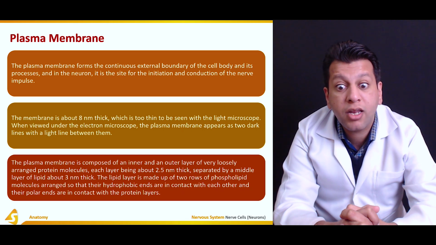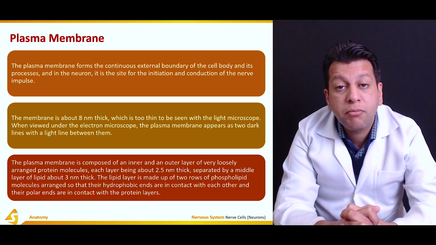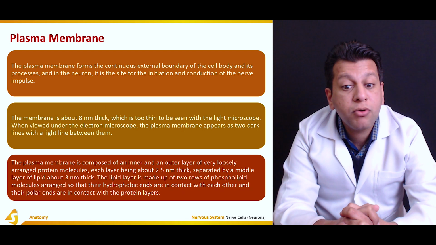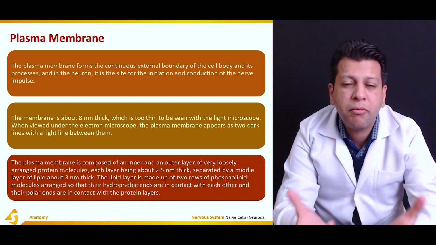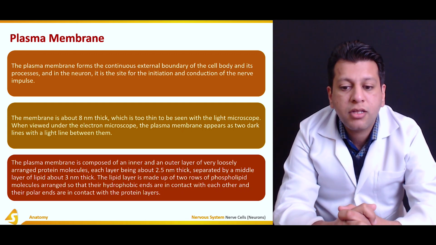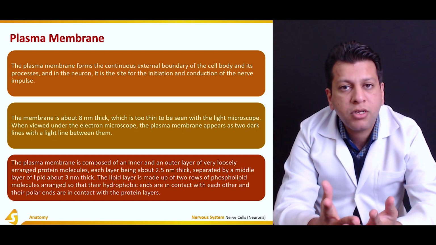But when viewed under the electron microscope, the plasma membrane appears as two dark lines with a white line in between. The plasma membrane is composed of an inner and outer layer of very loosely arranged protein molecules, each layer being 2.5 nanometers thick, separated by a middle layer of lipid of almost 3 nanometers. It's actually a lipid bilayer, like any other plasma membrane. How does this lipid bilayer occur? The lipid layer is made up of two rows of phospholipid molecules arranged so that their hydrophobic ends are in contact with each other and their polar ends are in contact with the proteins outside.